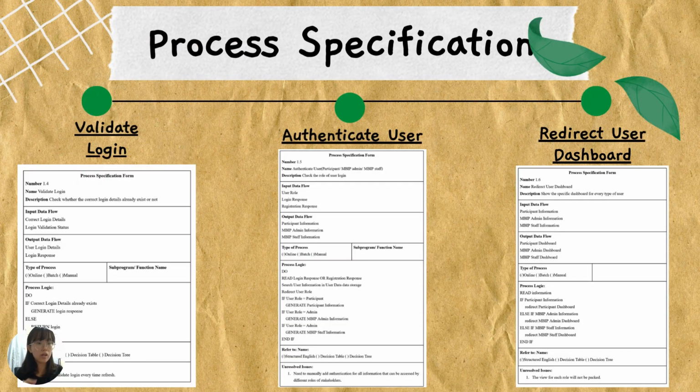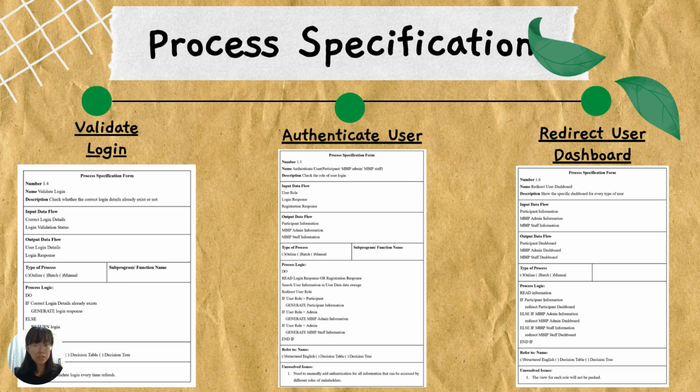And then we also have validated login. If the login details exist, it will generate the response. And then we will authenticate the user. So if it is participant, then we generate participant information. If it is admin, then we generate admin information. If it is staff, then we generate staff information.